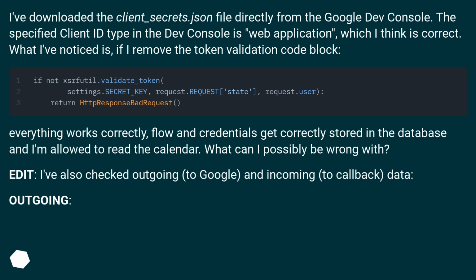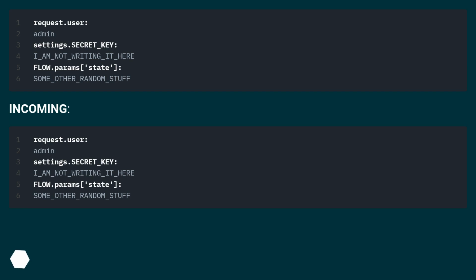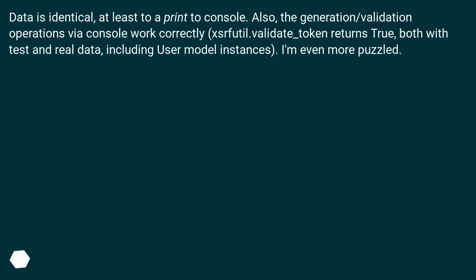Edit. I've also checked outgoing to Google and incoming to callback data. Outgoing. Incoming. Data is identical, at least to a print to console. Also, the generation/validation operations via console work correctly. sfutil.validate_token returns true, both with test and real data, including user model instances. I'm even more puzzled.